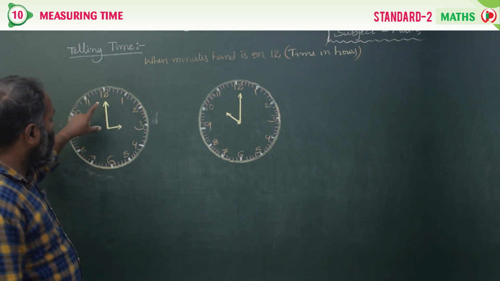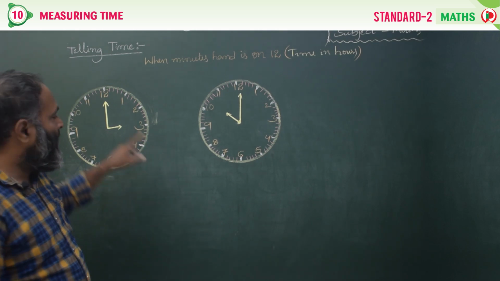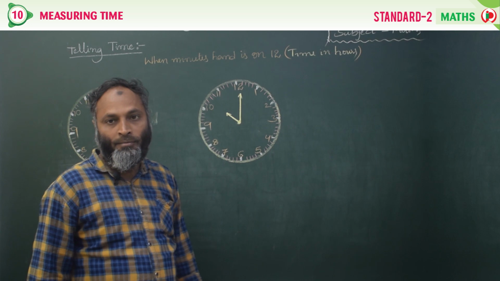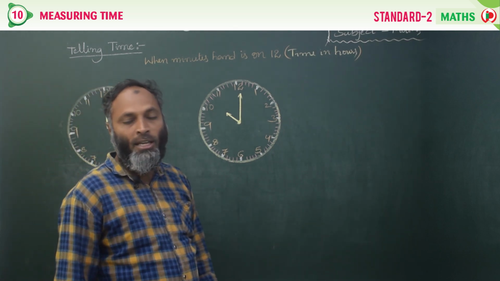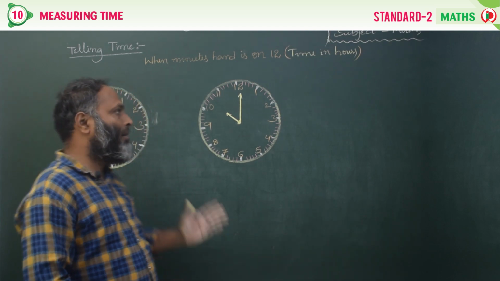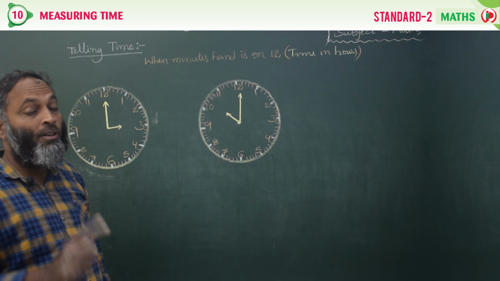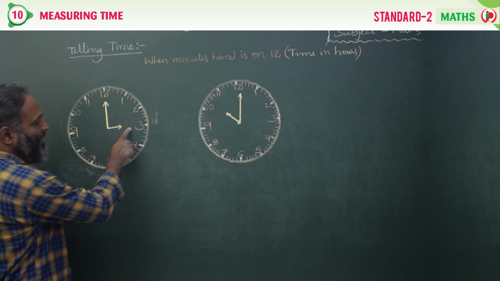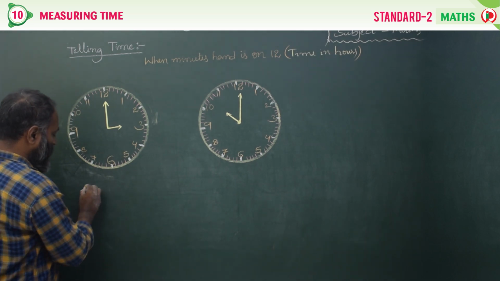See here. Where is the minute hand? The longer hand is the minute hand. Here the minute hand is at 12. When the minute hand is at 12, then the time is in hours. In both cases the minute hand is at 12, and after that we should see where the hours hand is. Here the hours hand is at 3. It means we should write 3 o'clock.